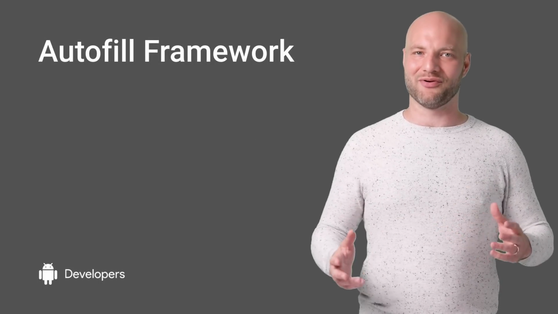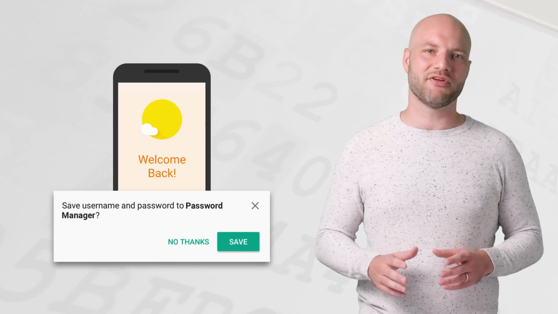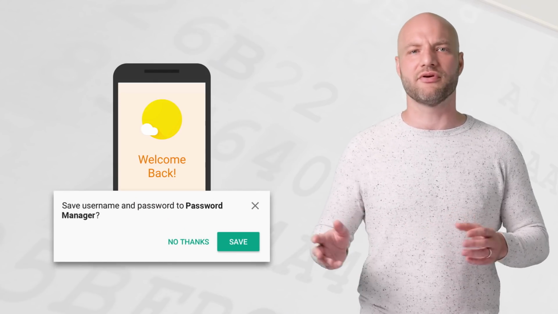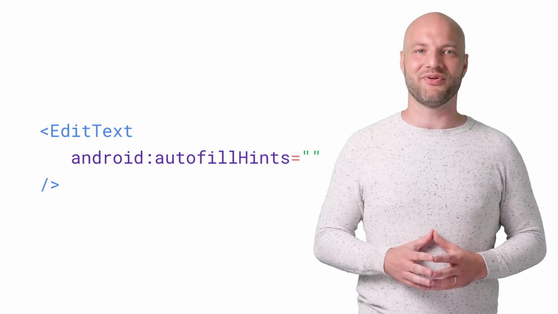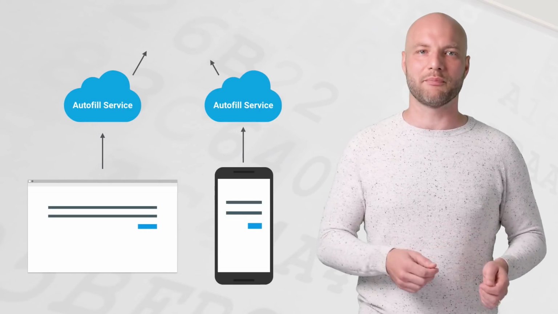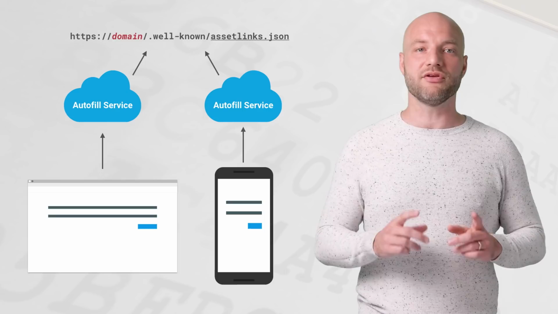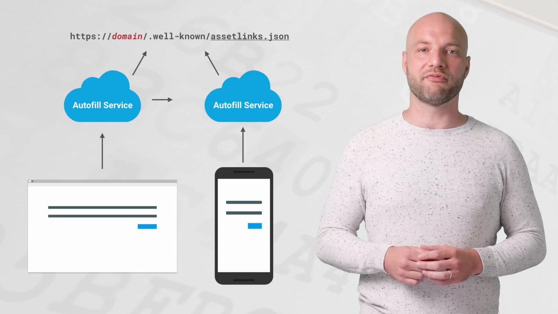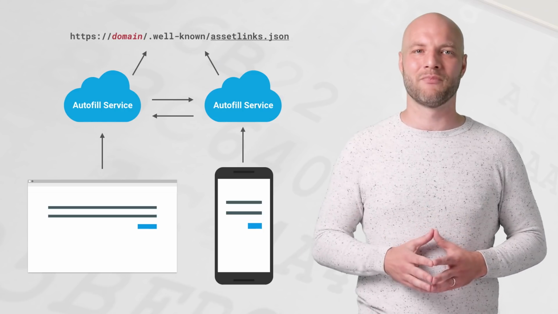Android O adds the Autofill Framework. Autofill works just like in Chrome, offering to save form content when users enter their passwords or other information. As a developer, you can get ready by adding autofill hints and setting up a digital asset link between your website and Android application. This is a JSON file that you host on your web server, which allows autofill services to share autofill data between your web and Android app.